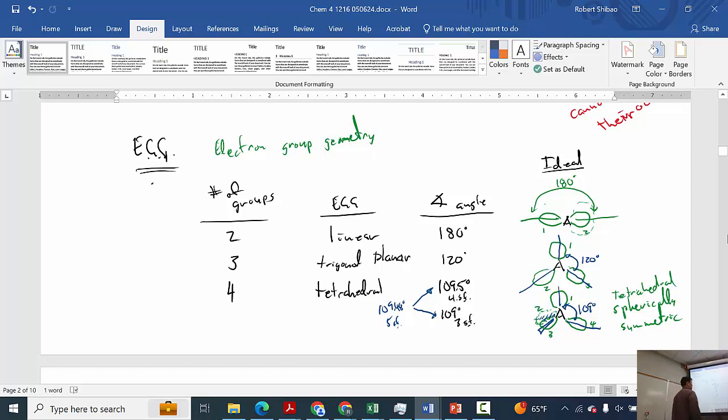So this is where your book uses the balloon analogy. If we have 2 groups, then to separate the 2 balloons by maximum distance, we'd have to arrange those in a linear geometry with an angle of 180 degrees separating 2 groups. If we have 3 groups, then that would be like 3 balloons, and getting 3 balloons to be as far apart as possible, we'd have to adopt a trigonal planar.